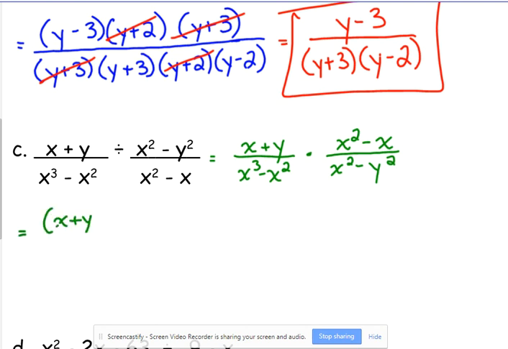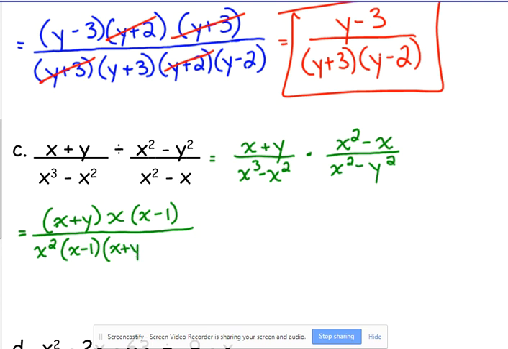First numerator, nothing to factor, just x plus y. Second numerator, we take out an x, leaves us with x minus 1. First denominator, what can we take out? X squared. Leaves us with x minus 1. X squared minus y squared is x plus y times x minus y. Difference of perfect squares.